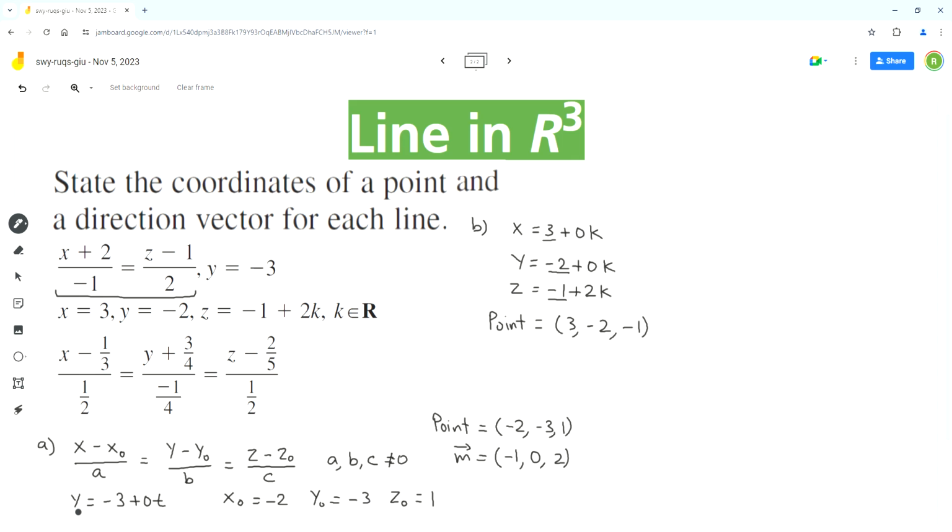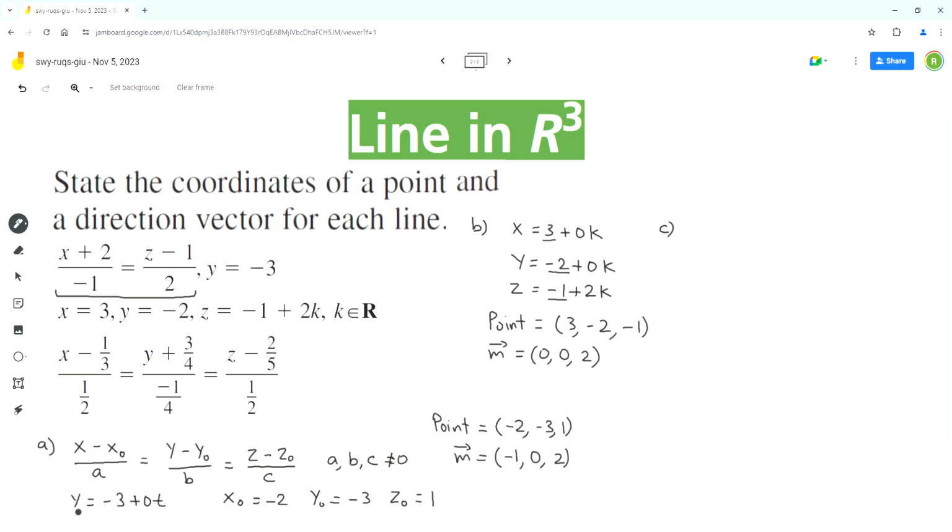Now we can find the direction vector of this line, and the components of the direction vector are the coefficients of the k terms in these equations. K is the parameter in these parametric equations. So the coefficients of the k terms are 0, 0, 2. These are the components of the direction vector. So we are done with part B.